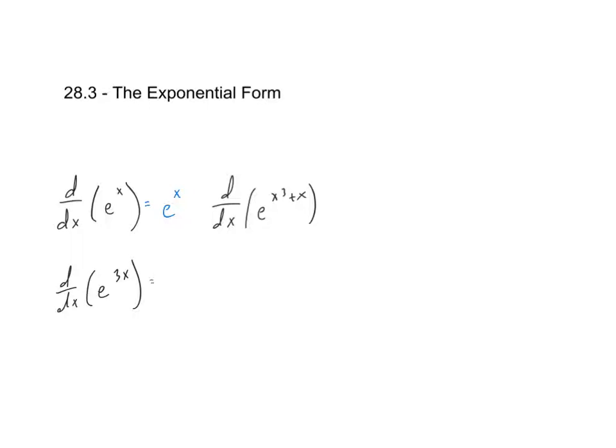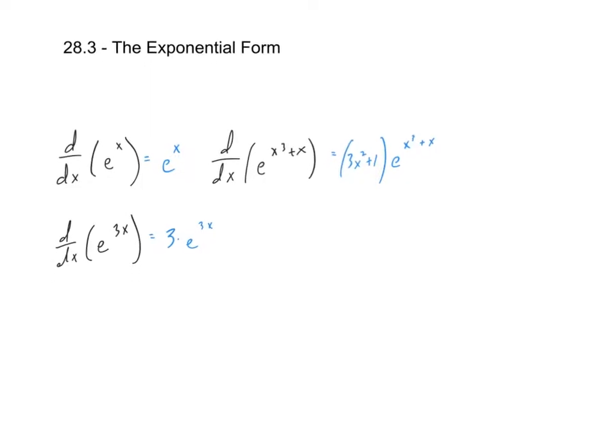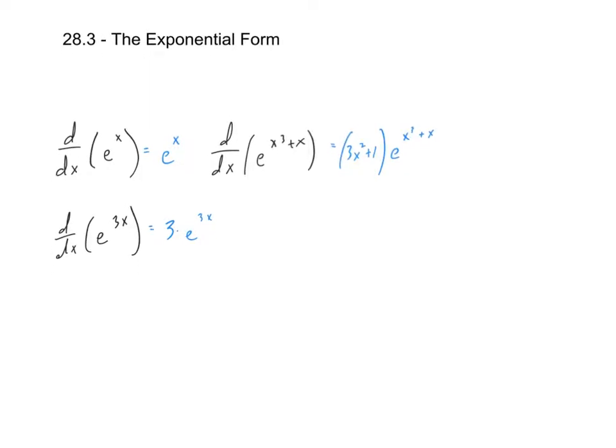The derivative of e to the 3x is e to the 3x, but we multiply by the derivative of the exponent, that's the chain rule, so times the 3 out in front. And then the derivative of e to the x cubed plus x is, of course, e to the x cubed plus x, but that gets multiplied by 3x squared plus 1, the derivative of the exponent. Okay, so that leads us to the monumental, mind-blowing formula of this section, the exponential form.